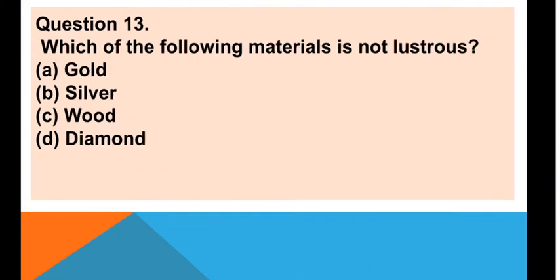Now, we have question number 13. Which of the following material is not lustrous? Option A gold, option B silver, option C wood, and option D diamond. So as we know that the lustrous materials are having the shiny surface, and here gold is shiny, silver is also shiny, wood no, diamond is very shiny. So gold, silver and diamond are shiny, or you can say lustrous material, but wood is the non-lustrous material. So the correct answer will be option C, wood.